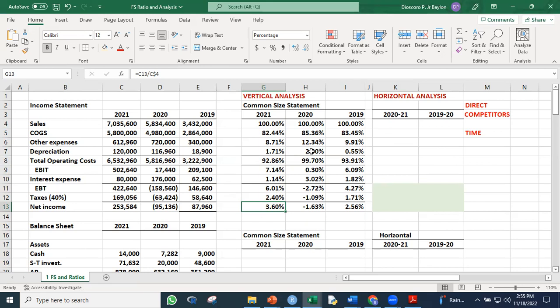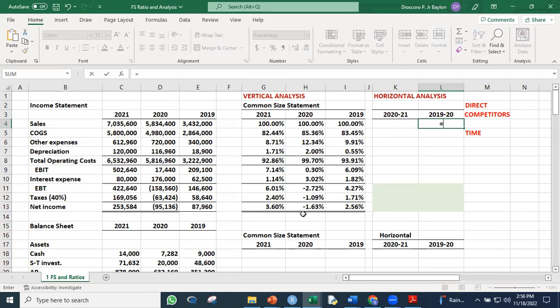Okay, so we don't only do vertical analysis. We can also do horizontal analysis. So let me explain that. When you say horizontal analysis, on the other hand, you're looking at the growth rate. By how much did the account grow between two periods? So here, 2019 to 2020, we'd like to see how much sales grew from 2019 to 2020.